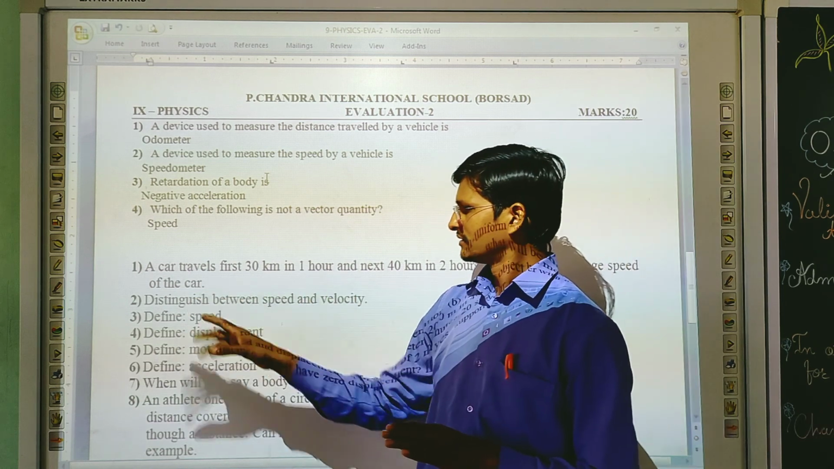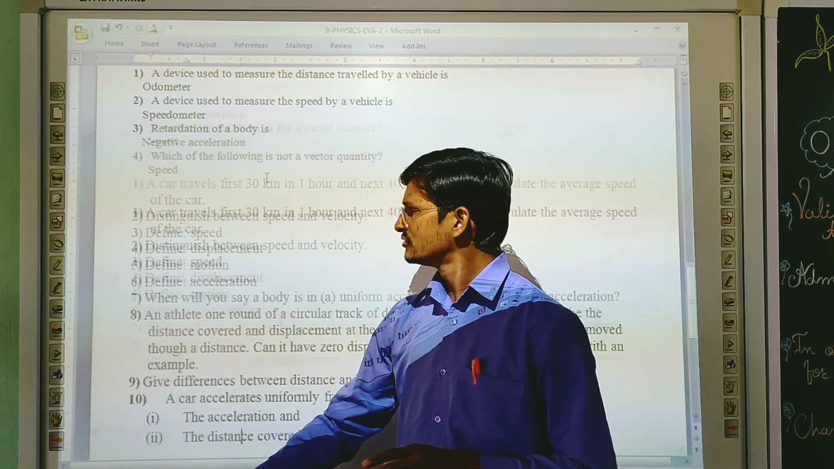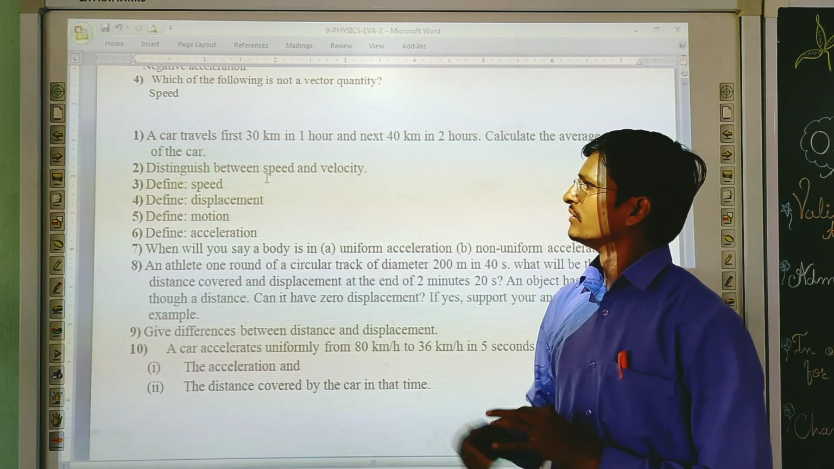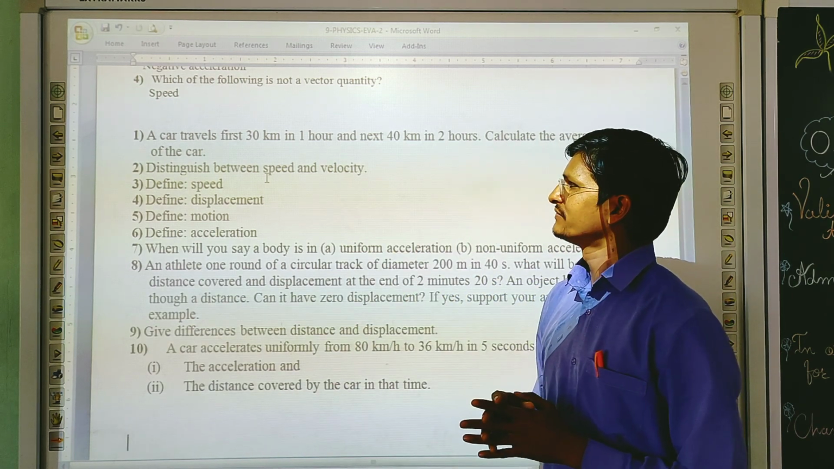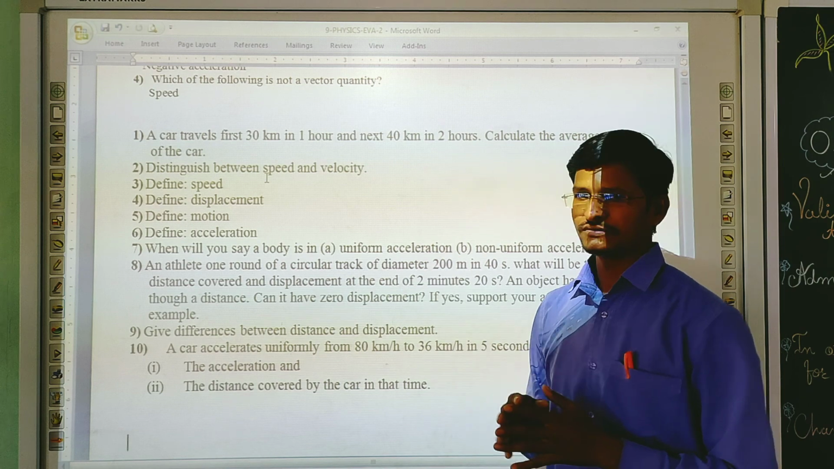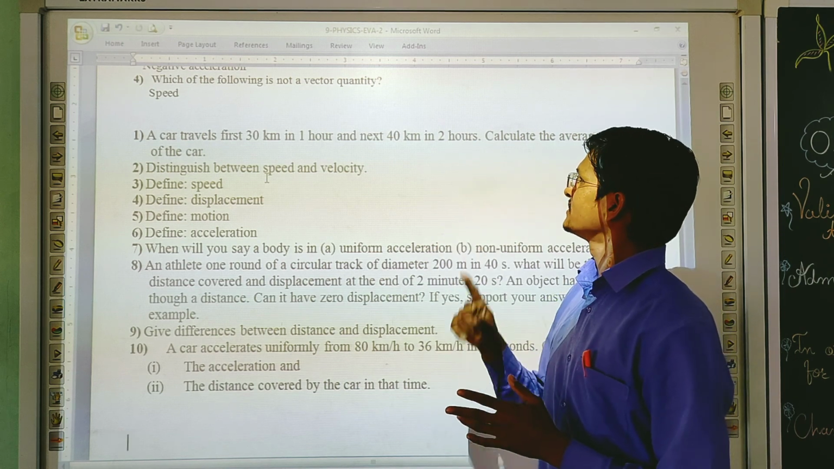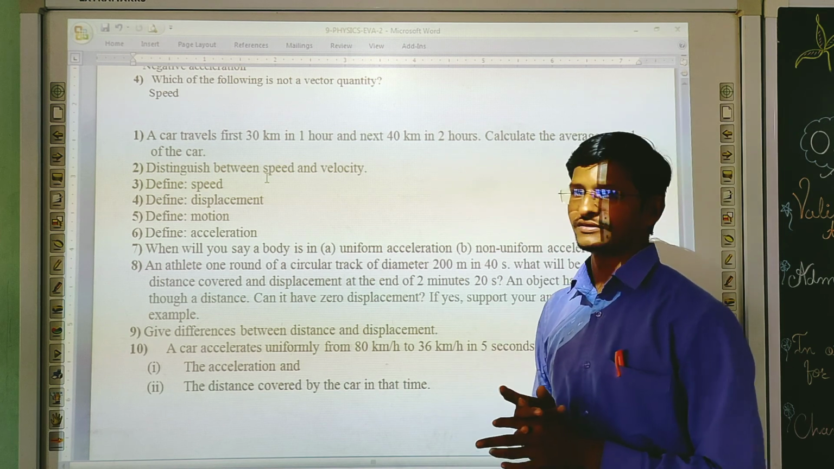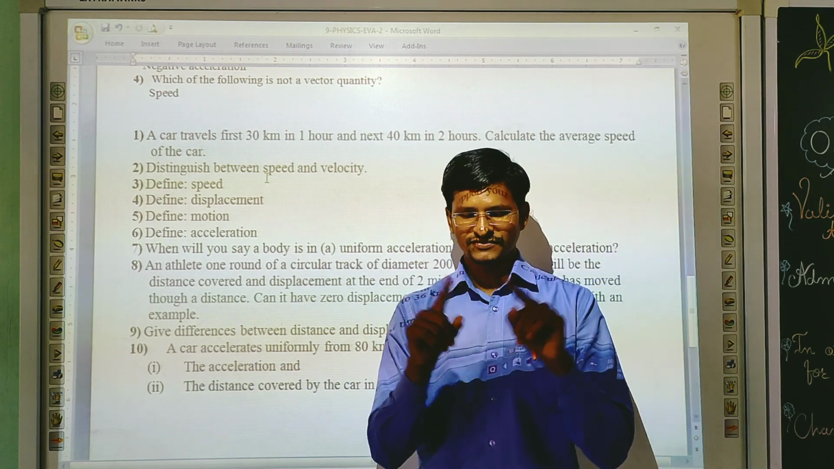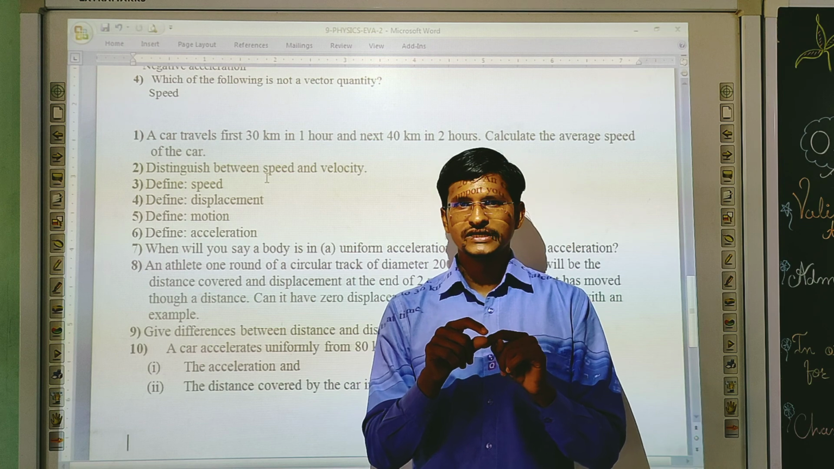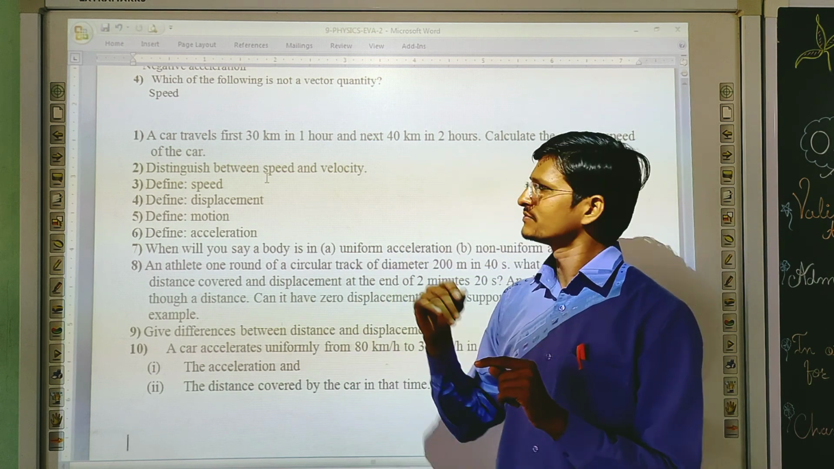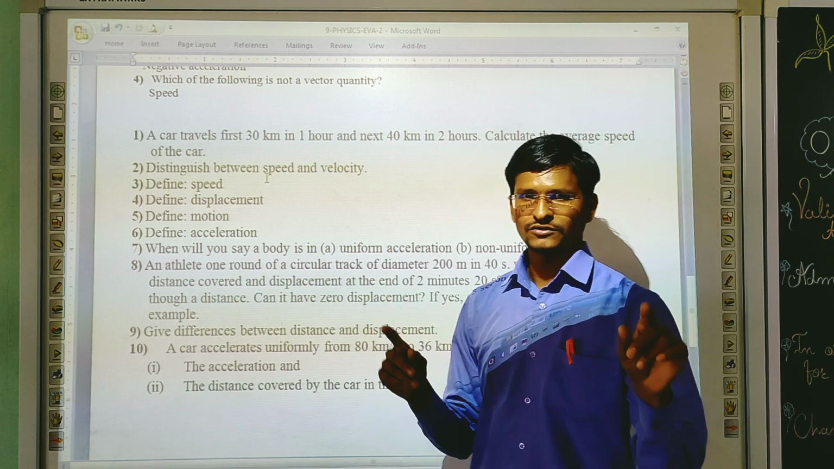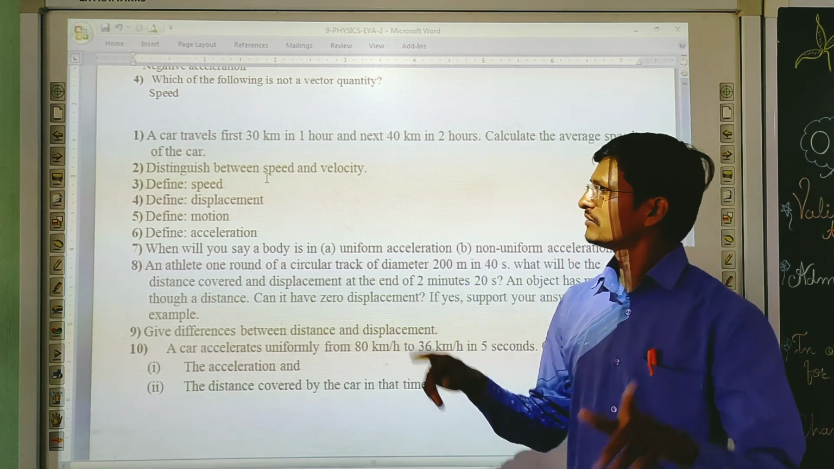Next, the questions which are useful for your exam. You can see here, a car travels the first 30 km in 1 hour, next 40 km in 2 hours. Calculate the average speed of the car. For the average speed of a car, we have to use the formula, total distance divided by total time. Like that, it is already there in the text that you will refer.